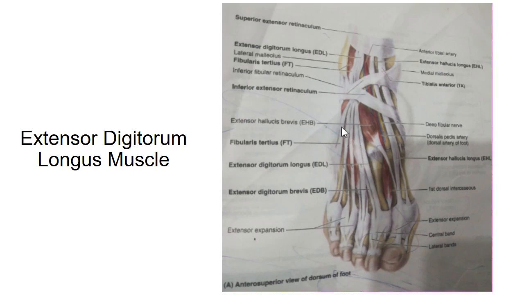These tendons of extensor digitorum longus muscle and fibularis tertius share a common synovial sheath as they diverge on the dorsum of the foot and pass to their distal attachment.